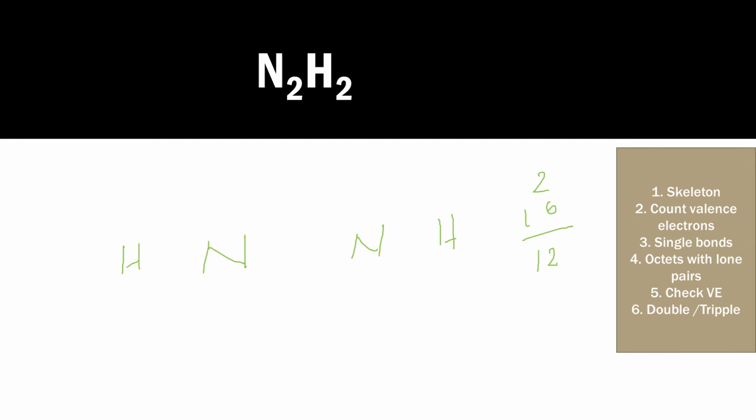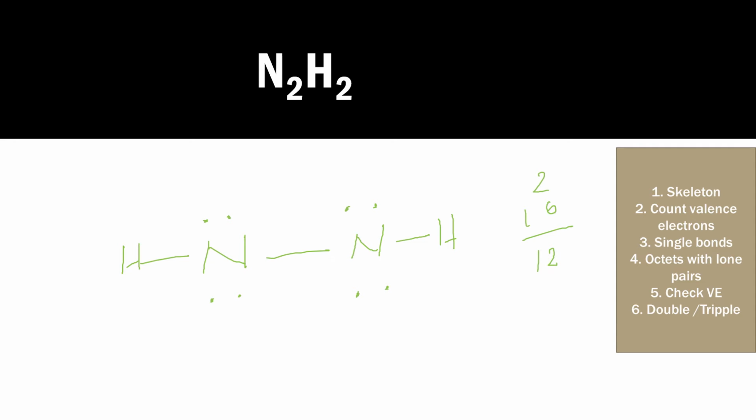Now single bonds. Now octet. Hydrogen is satisfied, it's okay. Nitrogen, you can see now has two bonds. One bond is 2 electrons and 2 electrons. It needs 6 more electrons to complete the octet. Therefore we put 4 like that. Same thing over here for this nitrogen.